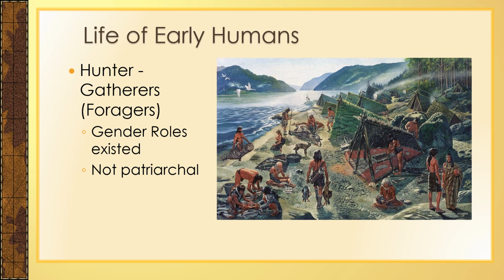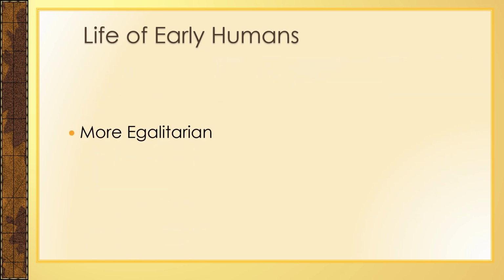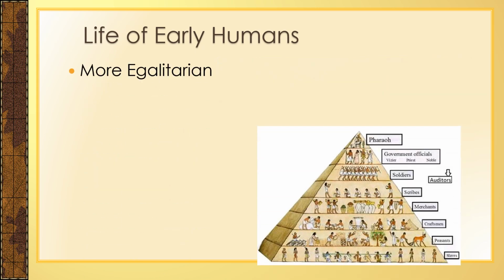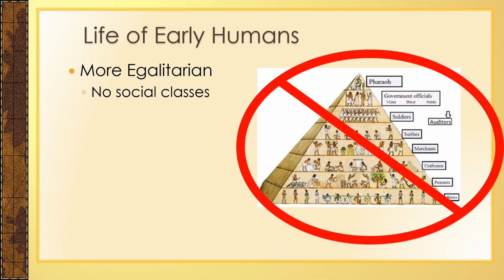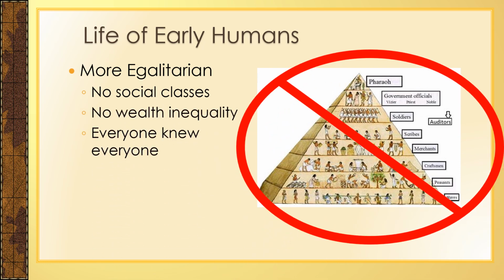We also see socially, which I'll get to in a second, it's the same thing. You don't have social classes in these small groups. It's more egalitarian. There are no social classes. There is no idea of a wealth inequality, and this is for a really obvious reason. One, people don't have as much. These are hunter-gatherer, nomadic, meaning they're moving around, societies.